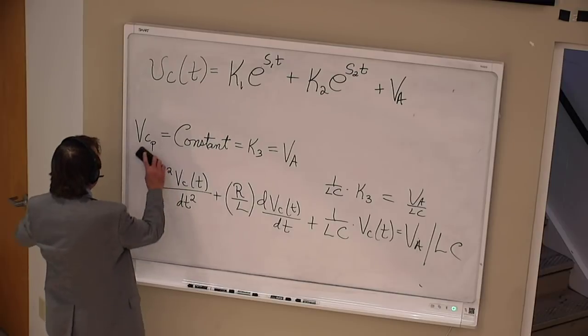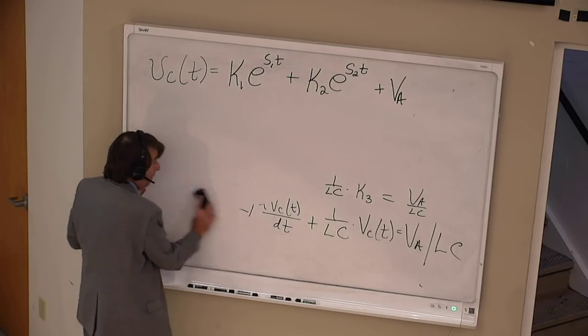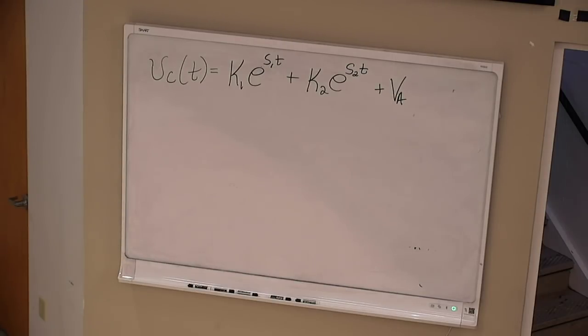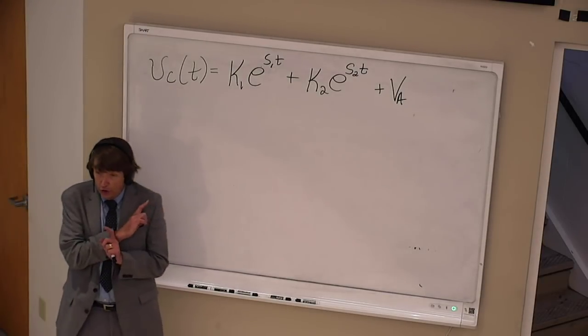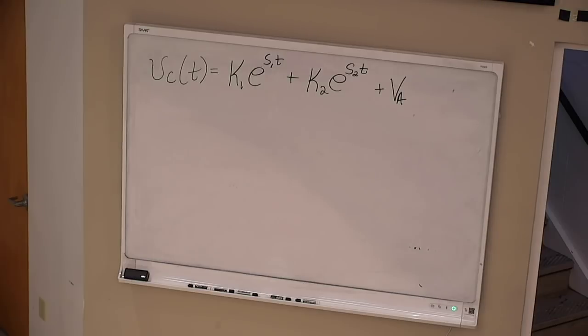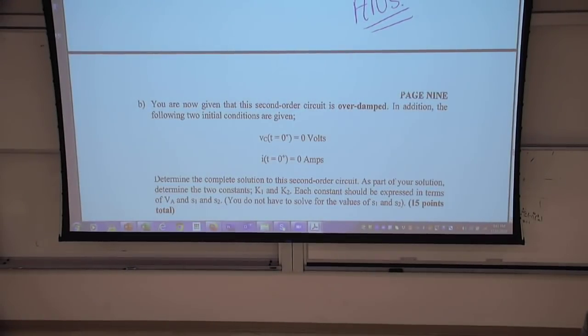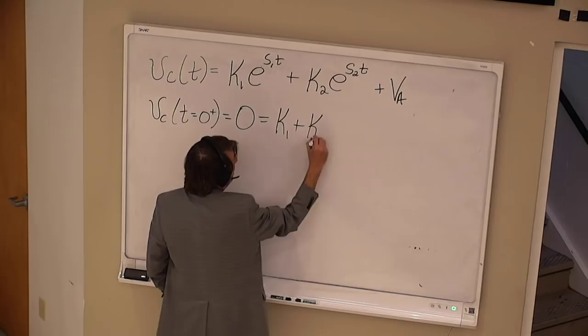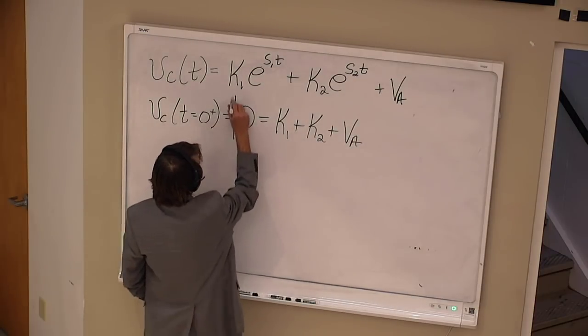So we now say, great, I got the quote-unquote solution, but I got to solve for K1 and K2. Do your best to determine the two constants, K1 and K2. Each constant should be expressed in terms of VA and S. All right, so here we go. We're in good shape. We're a good part of the way through this problem. V sub C of t at t equals 0 plus is 0. I give you that. So apply it. V sub C at t equal 0 plus is 0. What did I get putting in t equals 0? I get K1 plus K2 plus VA equals 0.